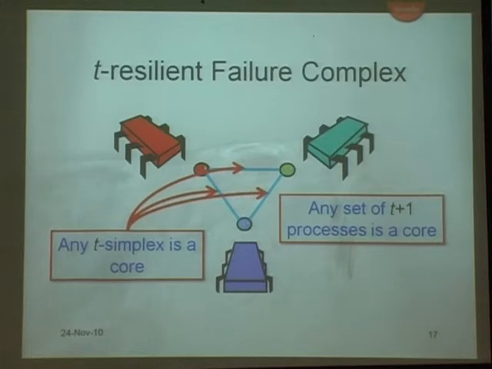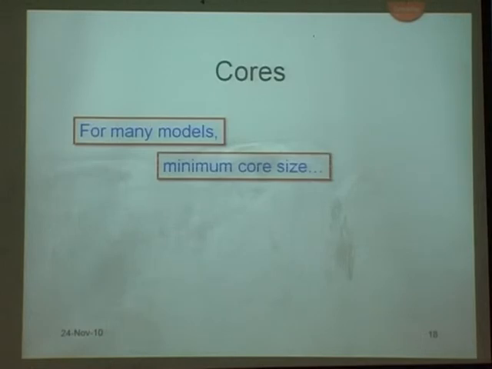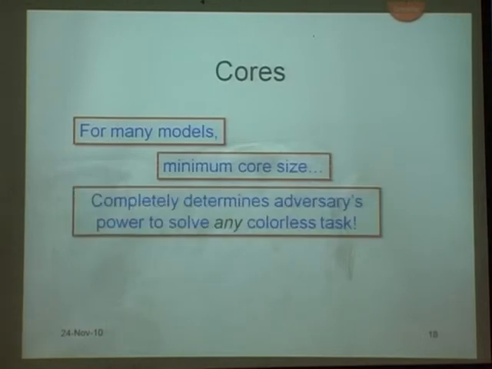And so it turns out that basically all the models that we're going to look at, I don't know whether this is true of every model you could come up with, the minimum core size completely determines the adversary's ability to solve any colorless task. So the only thing you need to know about an adversary, if you want to know what colorless tasks it can solve, is what's the minimum core size. You pick a particular core size. There's a huge number of adversaries that have that core size, but they're all the same, as far as we're concerned.